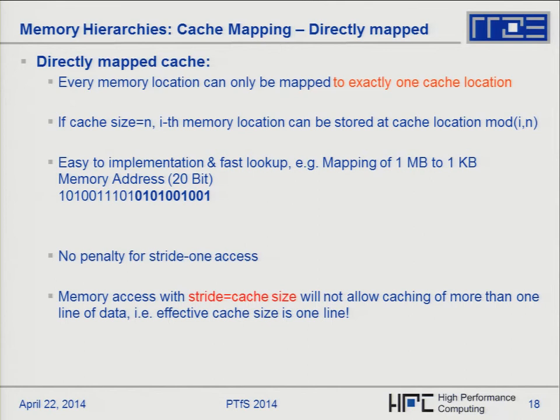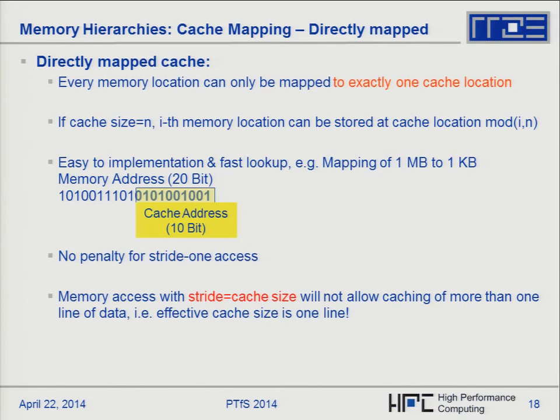But if I jump through memory with a stride which is equal to the cache size, I'm hitting memory locations which are mapped to exactly the same cache position every single time. So my effective cache size is, okay, it's arguable, but it's 0, effectively. Yeah? I can't use the cache at all. This is the bad thing about direct map caches.